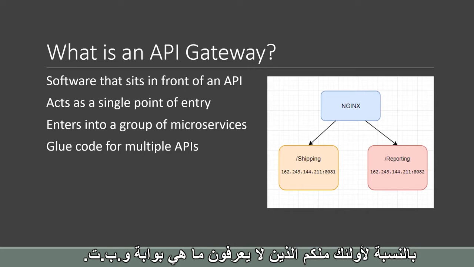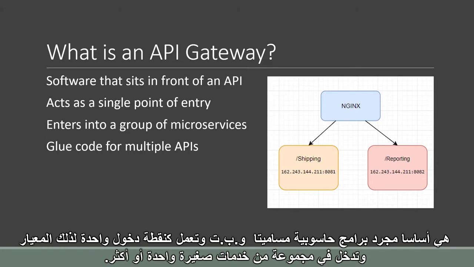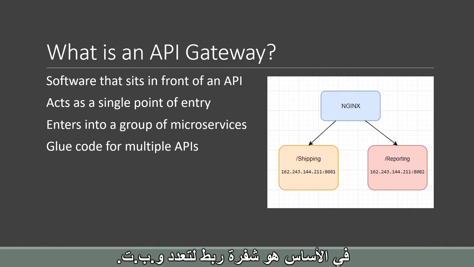For those of you who don't know what an API gateway is, essentially it is just software that sits in front of an API, and it acts as a single point of entry for that API. It enters into a group of one or more microservices. Basically, it's glue code for multiple APIs.